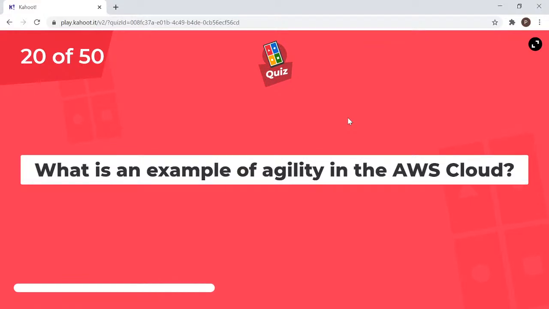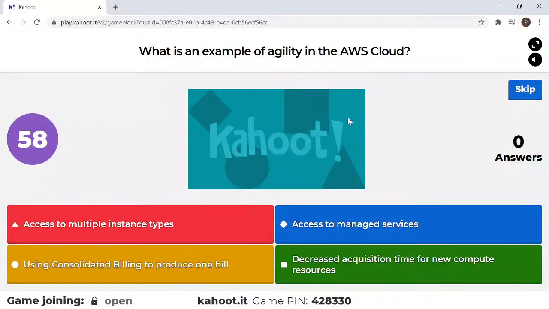Question number 20. What is the example of agility in the AWS cloud? Access to multiple instance types, access to managed services, using consolidated billing to produce one bill, decreased acquisition time for new compute resources.